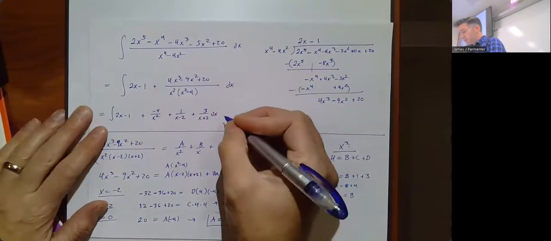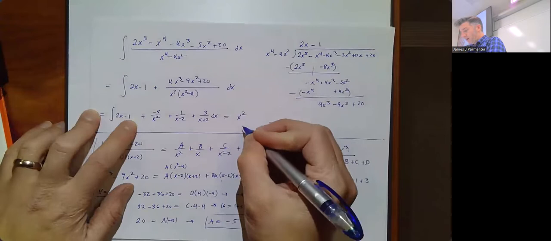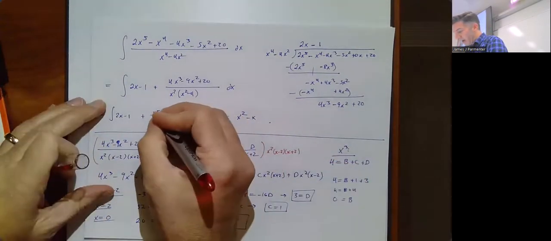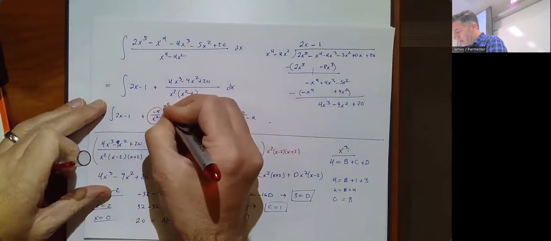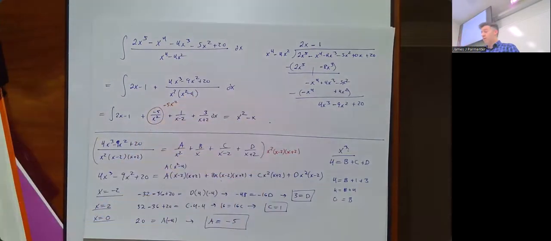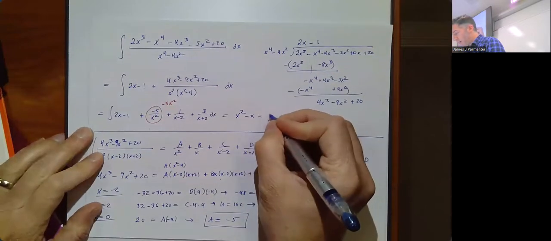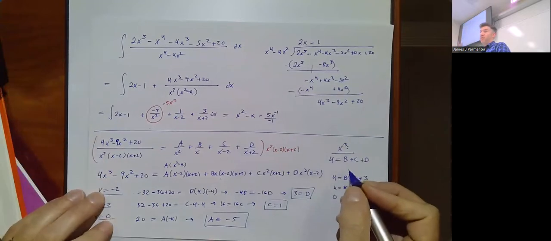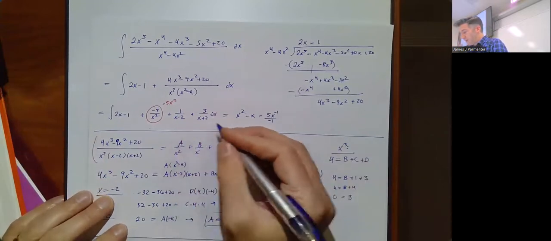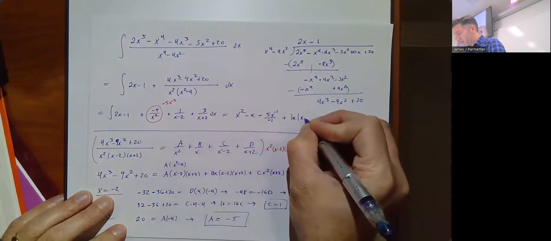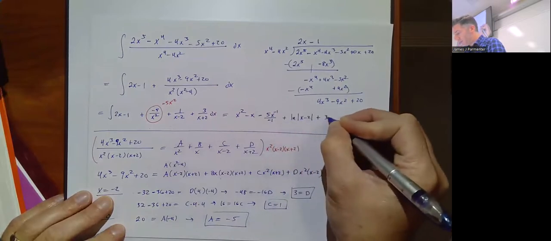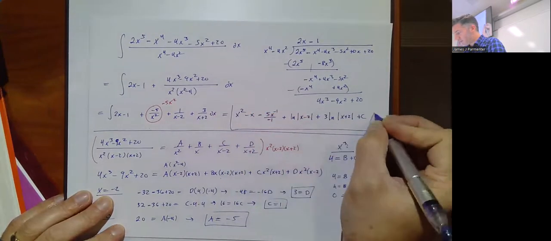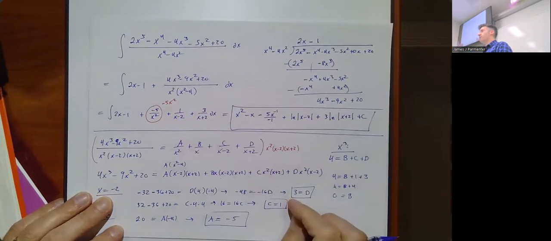And then we integrate. Integral of 2x is x squared. Integral of -1 is -x. This I'm thinking of as -5x to the minus 2 and just using the reverse power rule on it and getting -5x to the -1 over -1, which really I should simplify as plus 5 over x. And then I'm going to get plus the natural log of the absolute value of x minus 2 plus 3 times the natural log of the absolute value of x plus 2 plus c. Fun times.